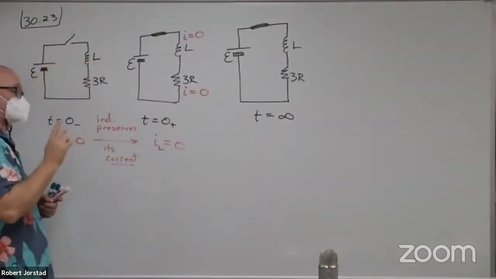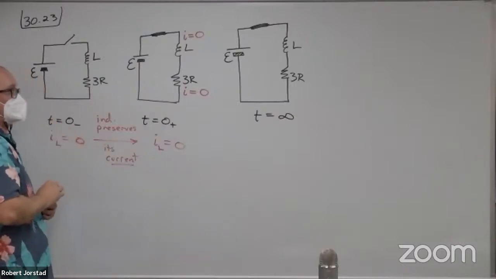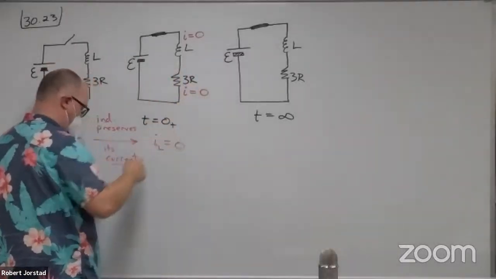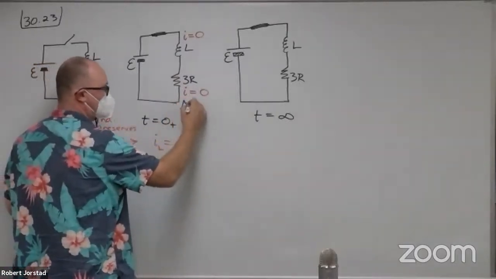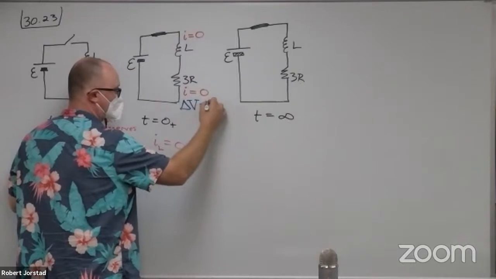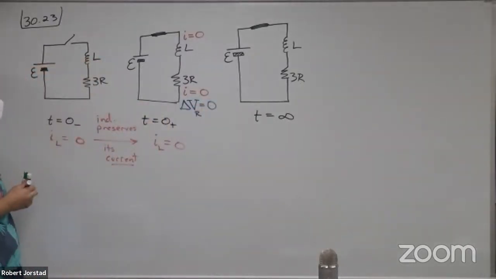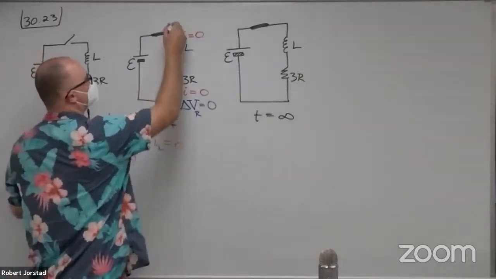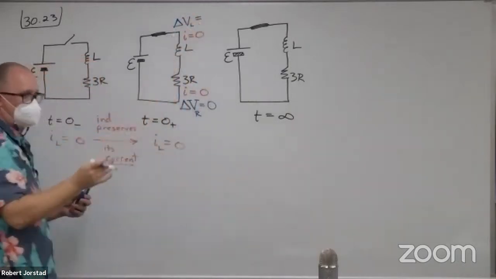Now, Jacob, it turns out what you thought was completely wrong. And I'll show you why. What's the voltage on this resistor and why? 0. Why? V equals IR. So if the voltage across the resistor is 0, what voltage must be across the inductor? How do you know it's E?